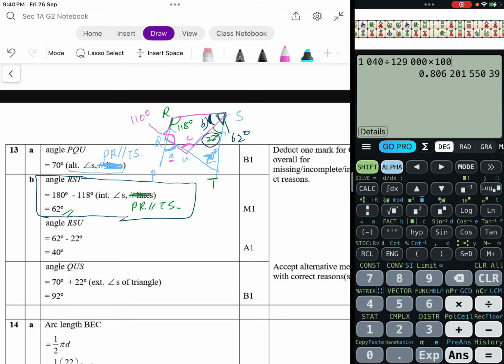Within a four-sided figure, the total angle will be 360, right? So you can just take 360 minus 110 minus 118 minus 62, minus this 62 here, and then you can get this angle.